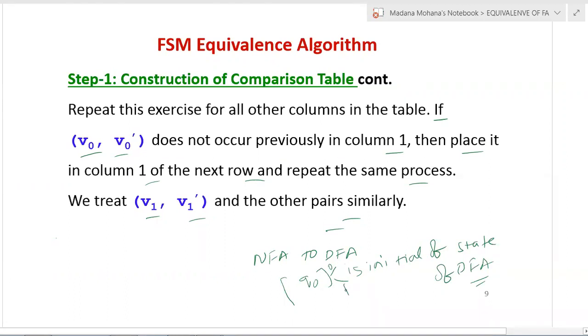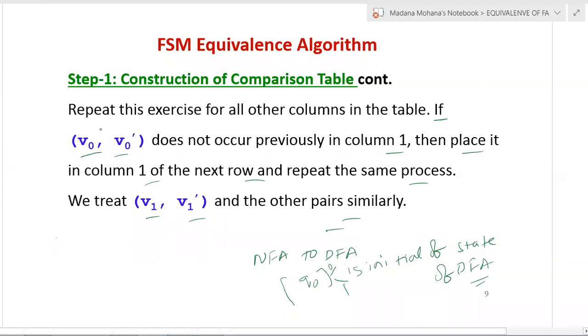Then on input 1, if a new state occurs, that can be treated as the next state of the DFA. Like that, again for the next new states also, we can find the transitions on the given inputs. You can repeat until no new states occur, no changes occur.